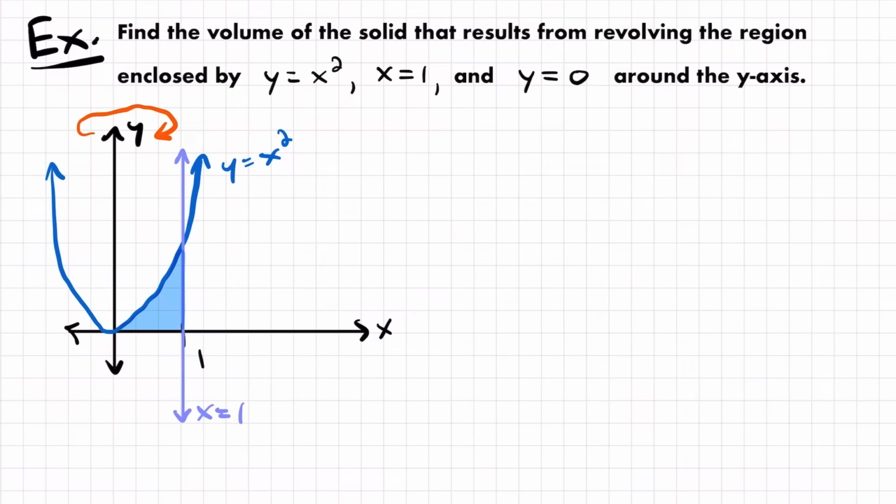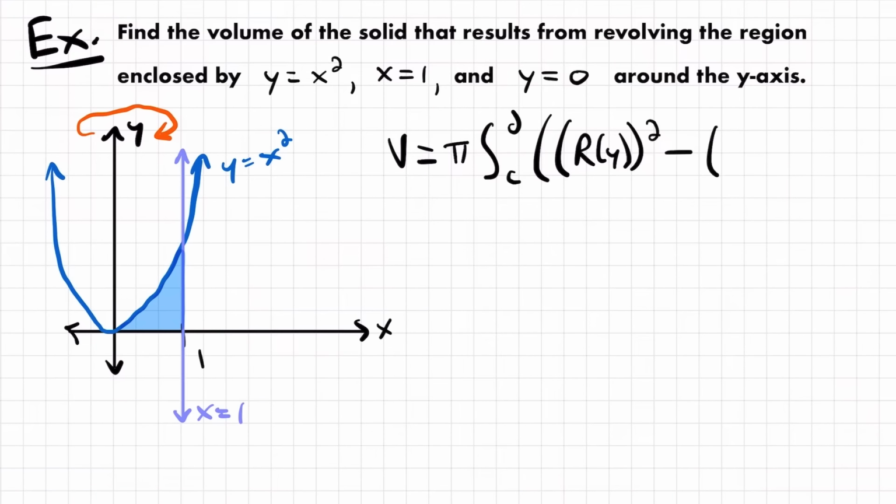And so the washer method in terms of y, right, because we're revolving around the y-axis, we need to work in terms of y, says that the volume is equal to pi times a definite integral from c to d, which are values of y, of the outer radius, capital R of y, squared minus the inner radius, small r of y, squared times dy. Okay, so it's important to remember that both of your radii need to be in terms of y, and your bounds of integration also need to be values of y.